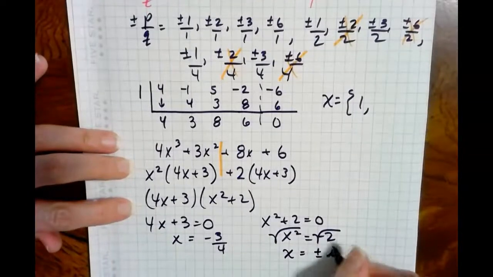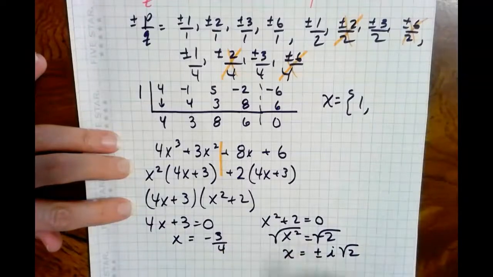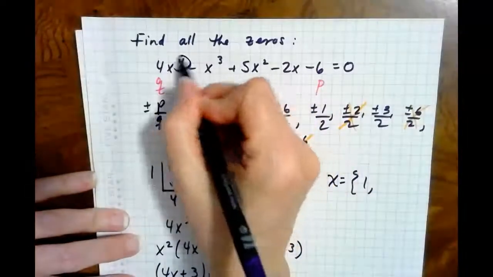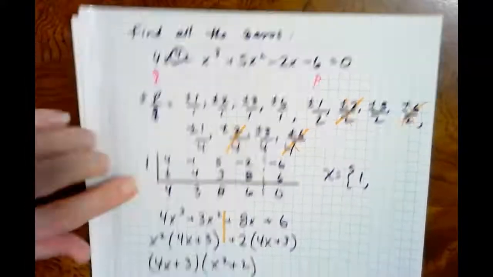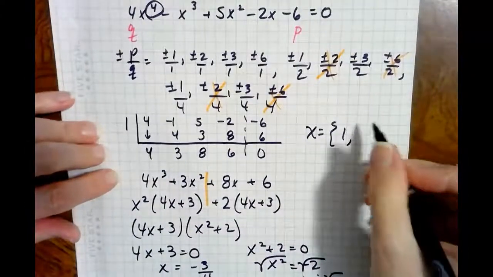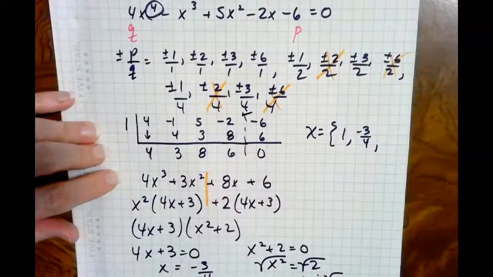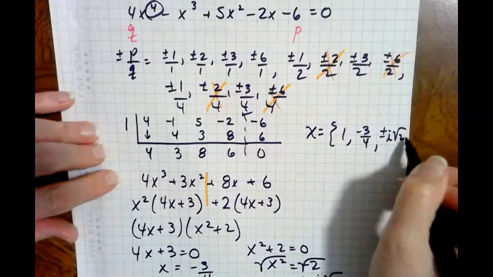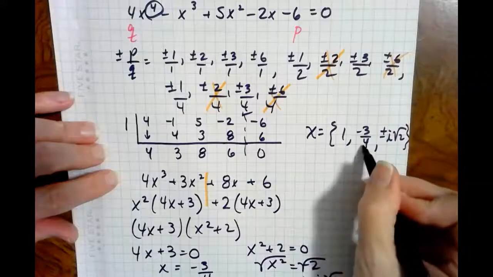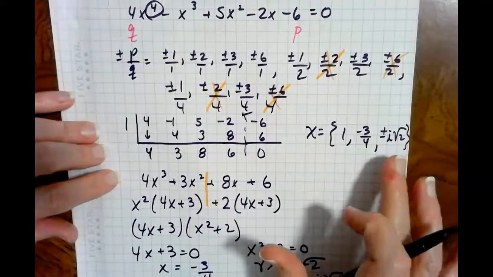imaginary roots. So 1, 2, 3, 4. Here are our 4 zeros for this quartic function. So 1, -3/4, which of course can be found right there, and then plus or minus i root 2. 1, 2, 3, 4. 4 roots. 2 are real and 2 are imaginary.